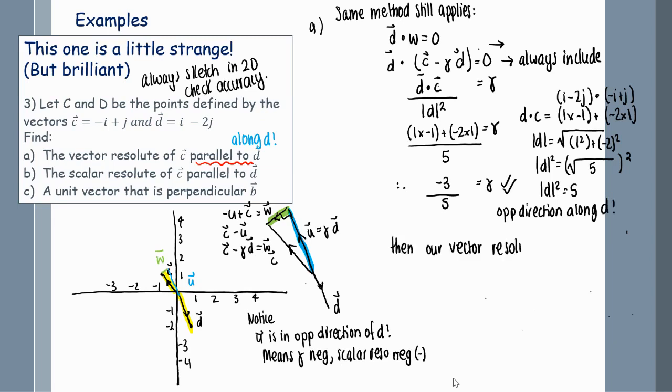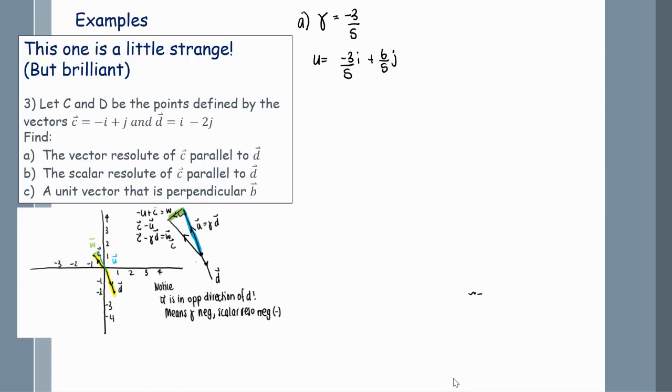Then we can find our vector resolute, U. So U is equal to minus 3/5 times vector D, which is i minus 2j. If you expand you'll get minus 3/5 i plus 6/5 j. The second part of the question says find the scalar resolute of C parallel to D. That just means find the directed distance of U.